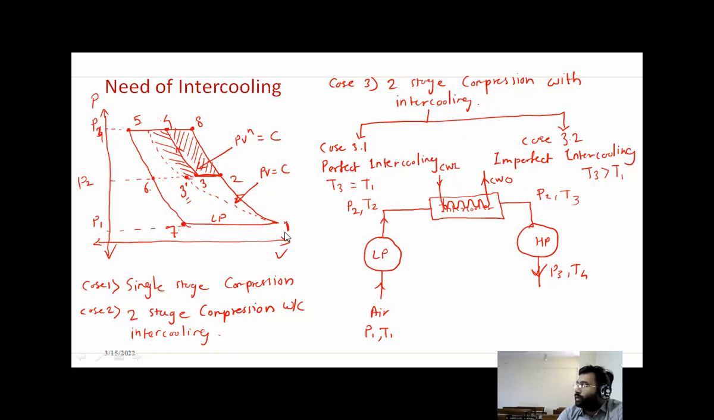So with the help of intercooling, we are able to reduce the compressor work by this magnitude. म्हणजे हा जो hatch area तुम्हाला दिसतोय 2 to 8 to 4 to 3, so this is a reduction in compressor work. So that is the beauty of intercooling. With the help of intercooling, we are able to reduce the compressor work. Understood?